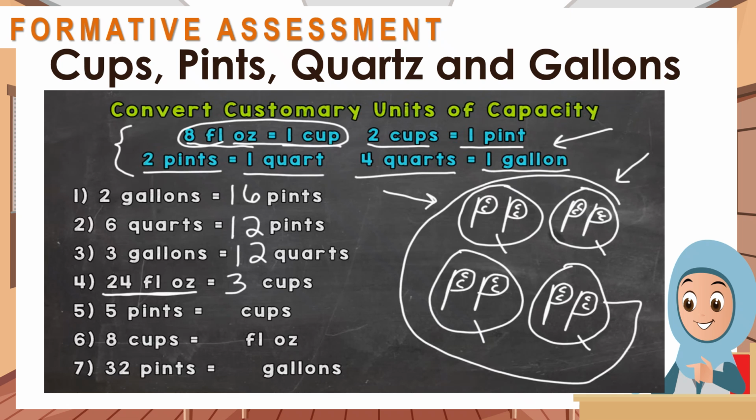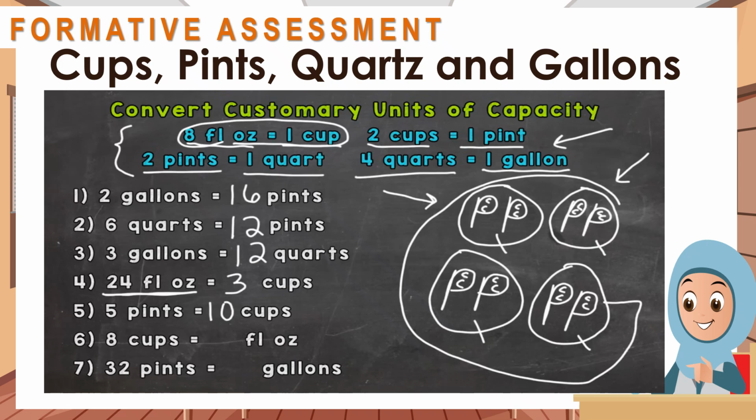Number 5. 5 pints equals how many cups? So let's take a look. There are 2 cups in 1 pint. So we need to find out how many in 5. So we could do 5 times 2. That gives us 10 cups.